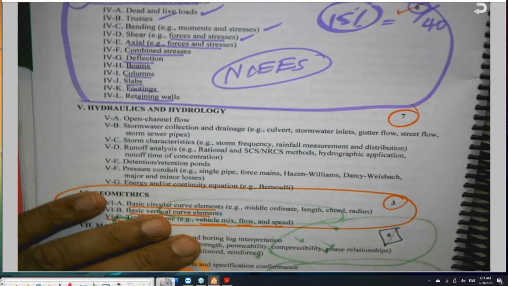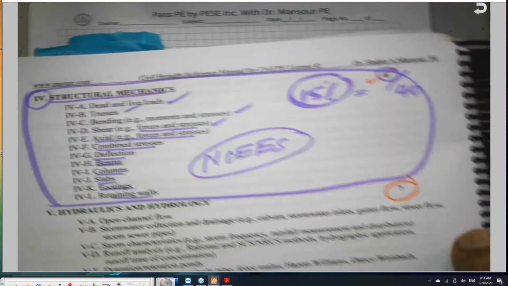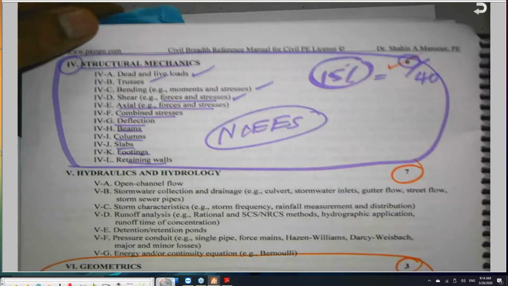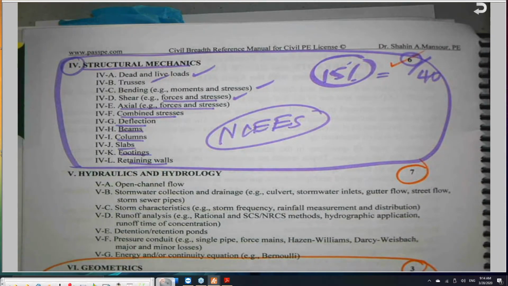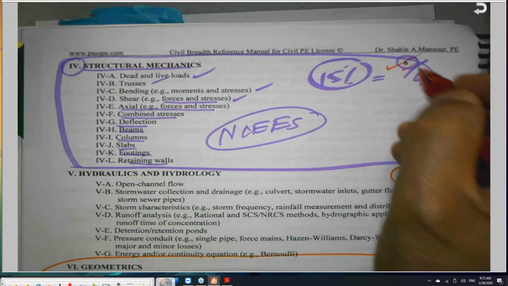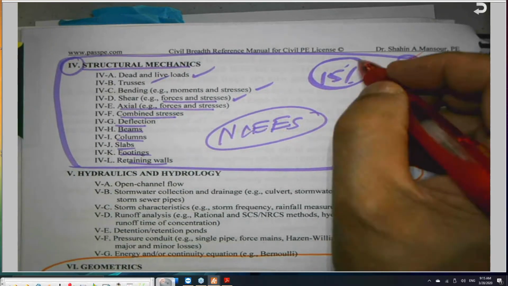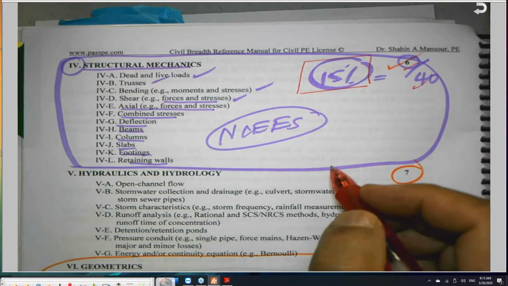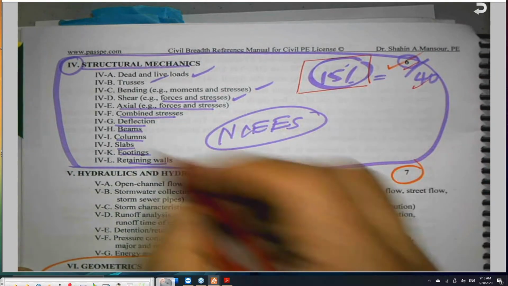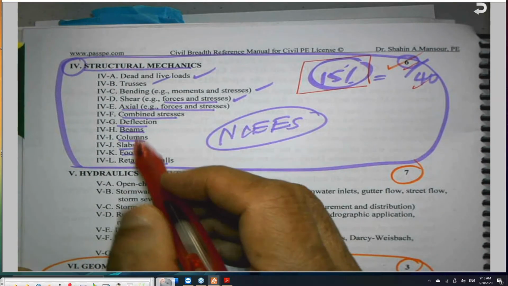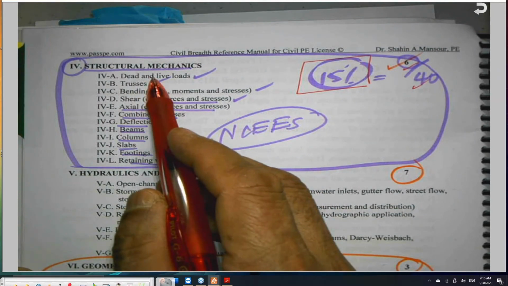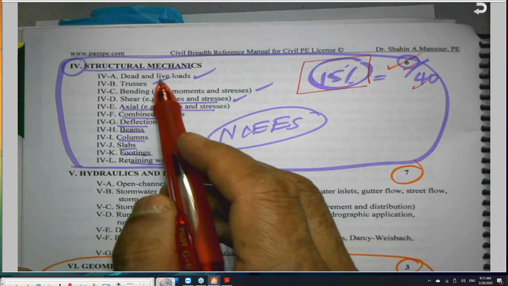If you go to the NCEES website, or open any of my books or other books, I believe you will find that they have 6 questions out of 40 for the AM, which means about 15% for structural mechanics. And these are the topics listed under the NCEES exam specifications.